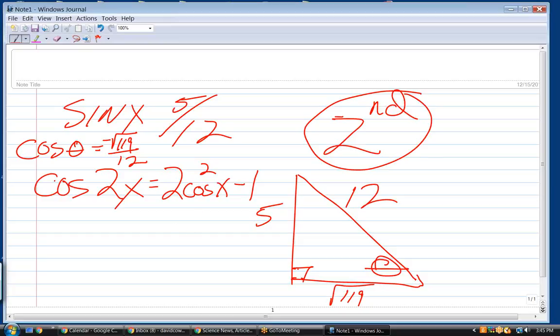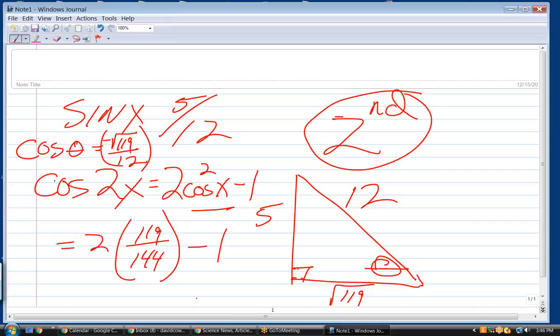Right. Well, I know what cosine of theta is, right? It's this. So it would be negative? Well, no, I'm going to square it. So whether it was positive or negative was a little immaterial because I'm squaring it. And when I square it, I get 2 times 119 over 144 minus 1. That makes a lot more sense.